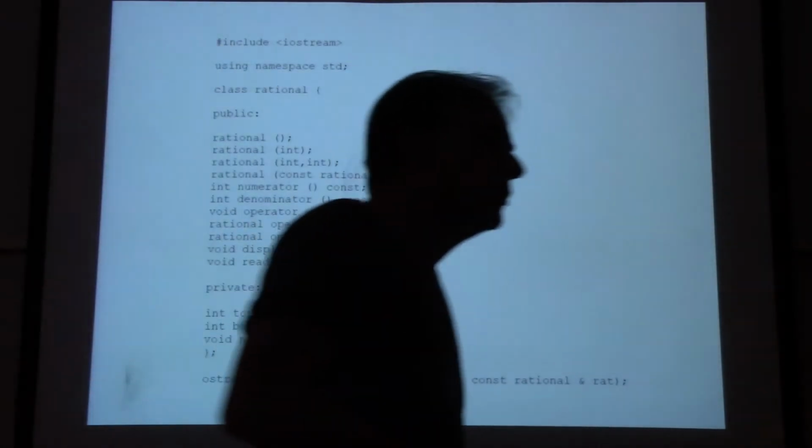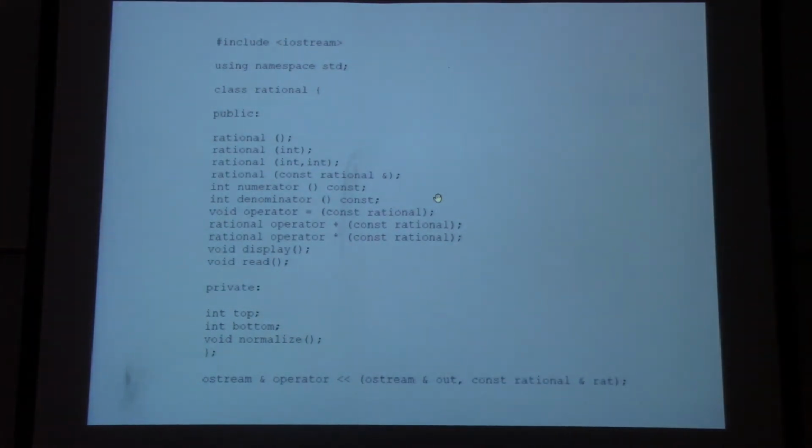What are constructors? Constructors are methods to build objects. Classes are templates, they're types, and when we instantiate them, we build objects out of them. Okay? So why do we need multiple constructors? We have multiple constructors to allow us to build rational objects in a variety of ways.